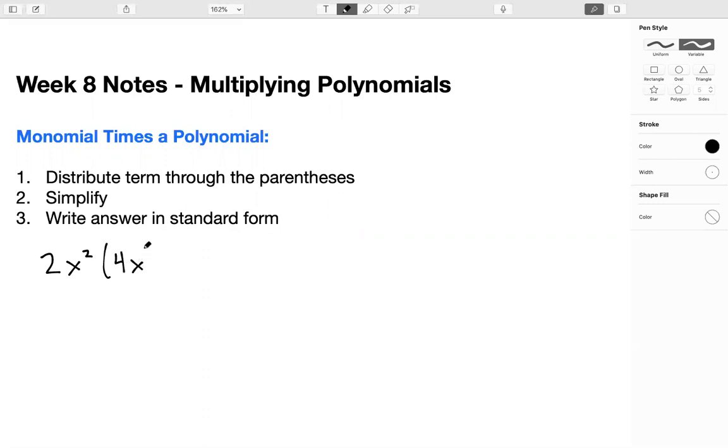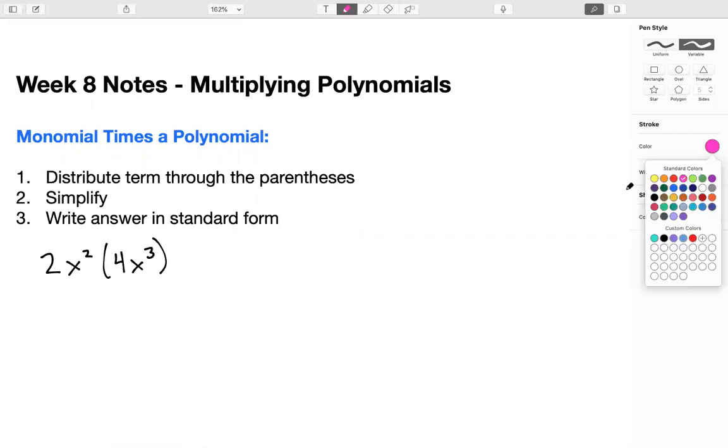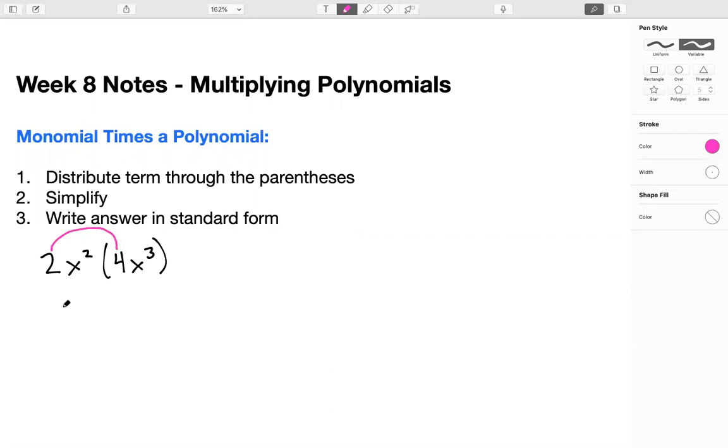times 4x cubed. What we're going to do is multiply the coefficients, that's the 2 and the 4, that becomes 8. So 2 times 4 is 8. Then x times x cubed. Whenever we have a variable with an exponent and we multiply it by the same variable with an exponent, we add the exponents. So that means x squared times x cubed is x to the 5th power, 2 plus 3.